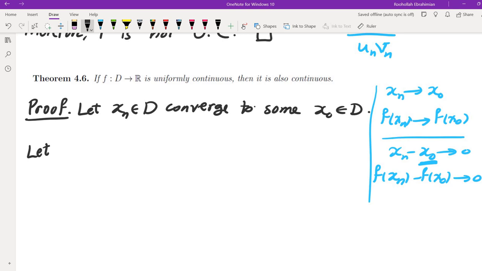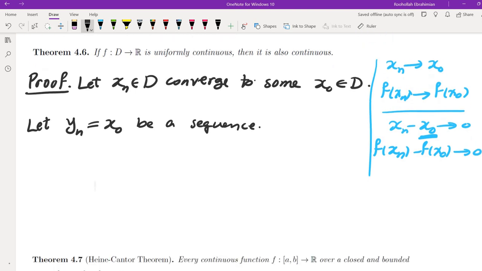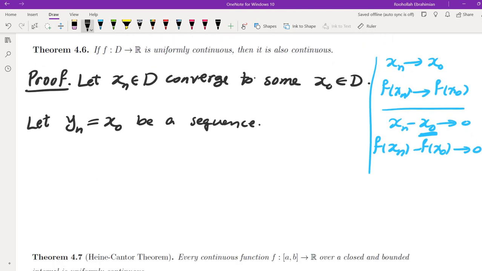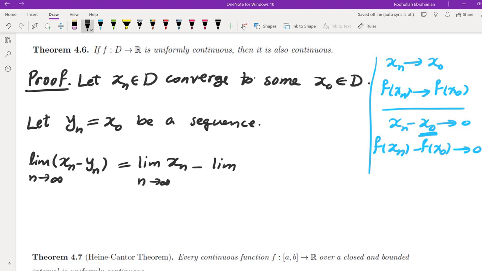Let yn equals x naught be a sequence, just a sequence of constant x naught. Limit of xn minus yn becomes limit of xn as n approaches infinity minus limit of yn, which is just x naught, so that's x naught minus x naught, which is 0.